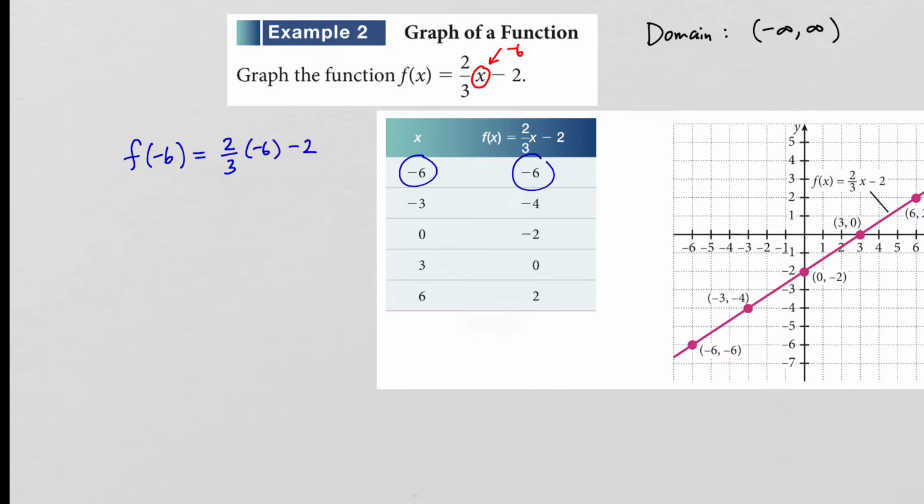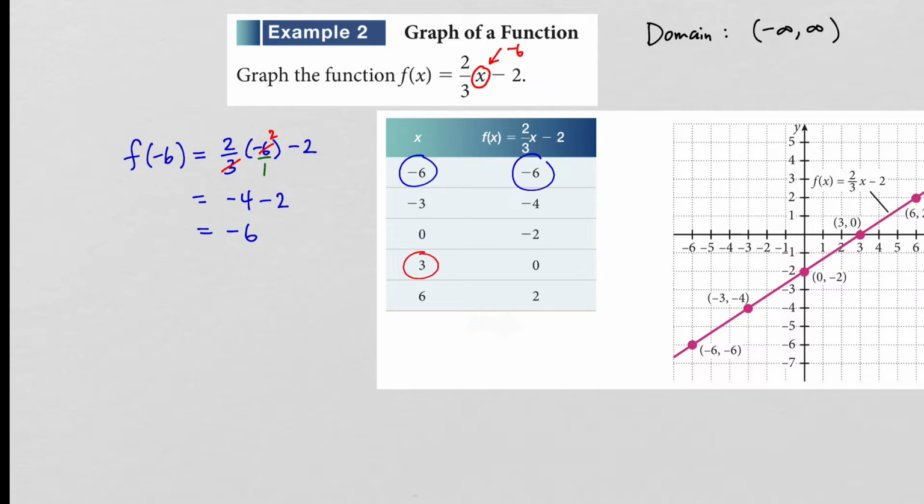Now you can think of -6 as being -6 over 1. And 3 goes into 6 two times. So what you have left over here is 2 times -2, and that is -4, and then minus 2. And -4 minus 2 is -6. Okay? Now, just to make sure we totally understand this, let's plug in one more value from this table.